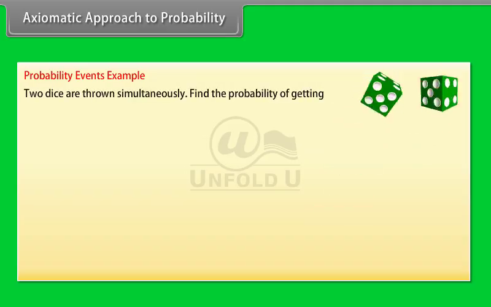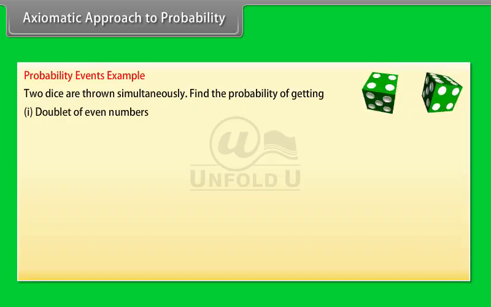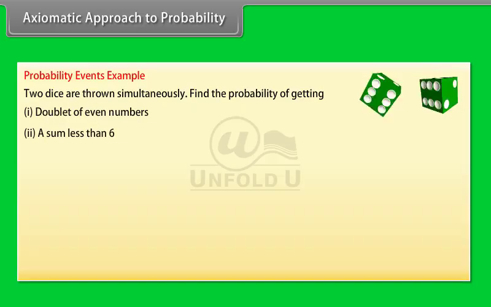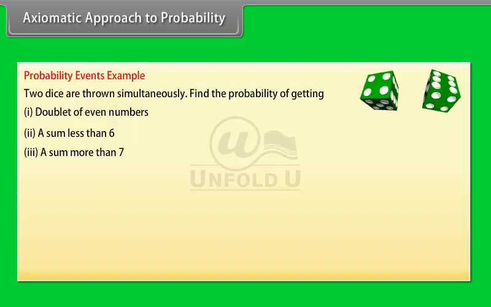Probability events. Let's have an example for better understanding. Two dice are thrown simultaneously. Find the probability of getting: 1. A doublet of even numbers. 2. A sum less than 6. 3. A sum more than 7.